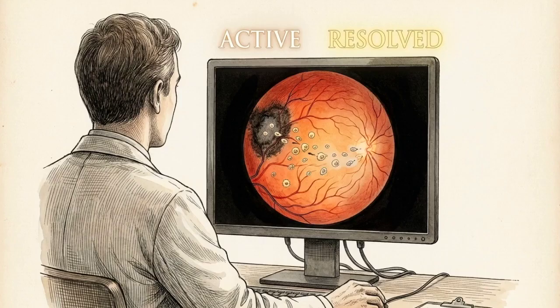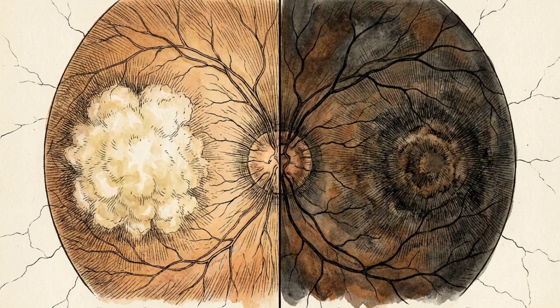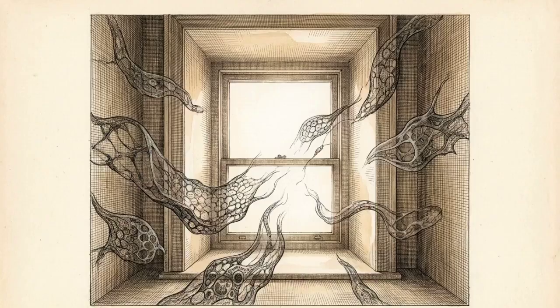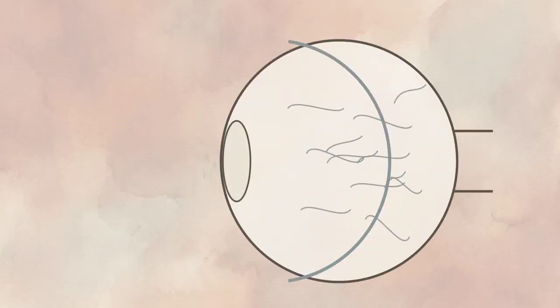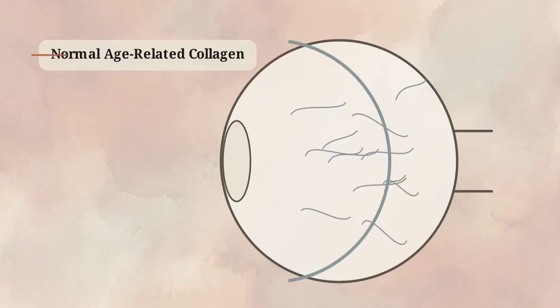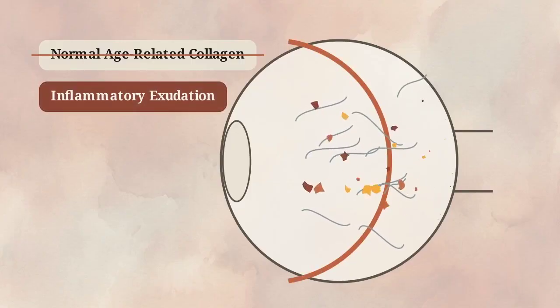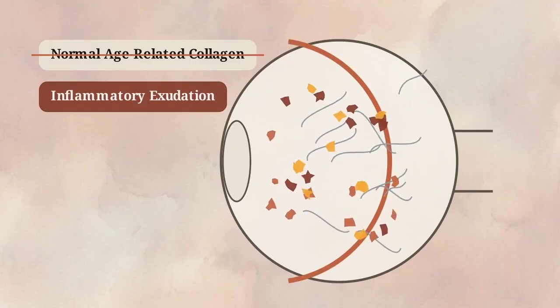Upon fundus visualization, your primary task is to assign the patient's presentation into one of these two categories immediately. The management strategy depends entirely on whether the disease is mobilizing right now or merely lying in wait for an opportunity to reactivate. When taking a history, the dominant symptom that should alert you to posterior involvement is the sudden onset of floaters. In this clinical context, these are not age-related collagen changes. They are physical debris resulting from inflammatory exudation directly into the vitreous.